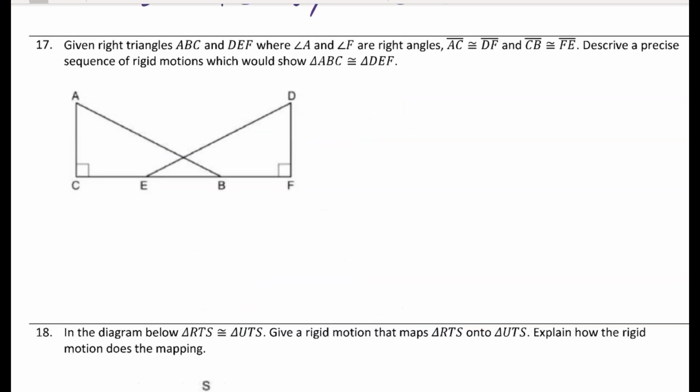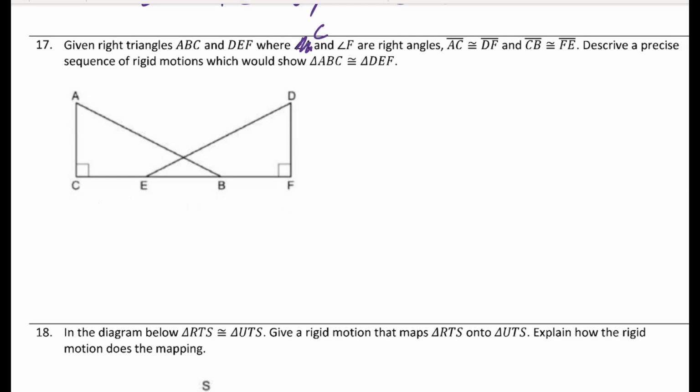Number 17. Given the right triangles ABC and DEF, where angle C and angle F are right angles, AC is congruent to DF, CB is congruent to FE, so this and this. Describe a precise sequence of rigid motions which would show that the two triangles are congruent.